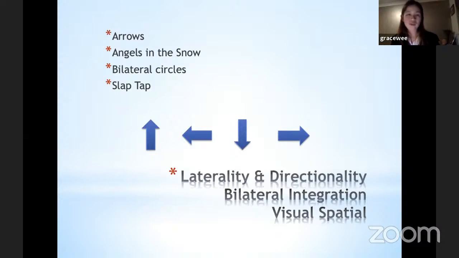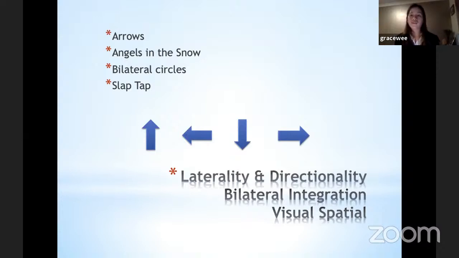Bilateral circles, that game basically involves you holding both pens and drawing circles, and they have to keep it at the same size while looking at the cross, okay? So bilateral circles helps them integrate both sides of the body, known as bilateral integration. So what is bilateral integration? Bilateral integration, okay, just means using both sides, which reflects on integrating both the right and the left hemisphere of the brain. Okay, why is this important?